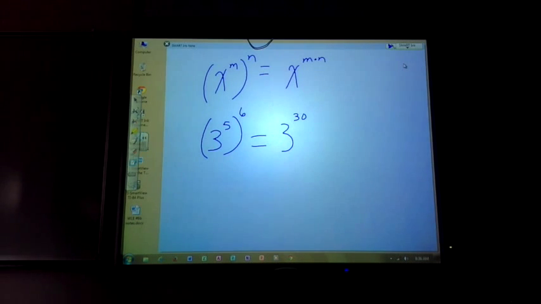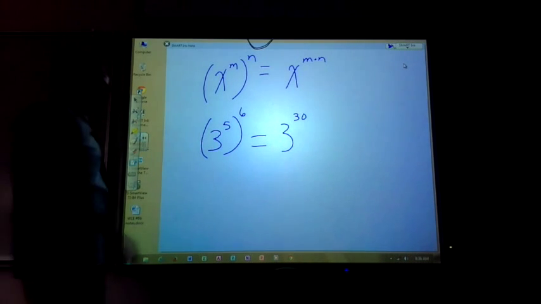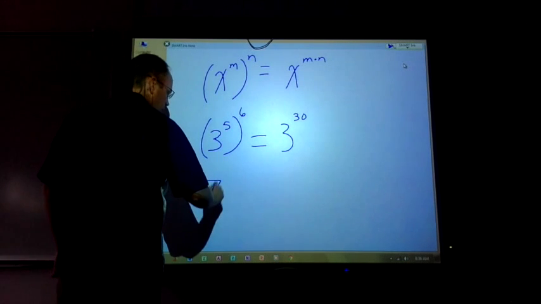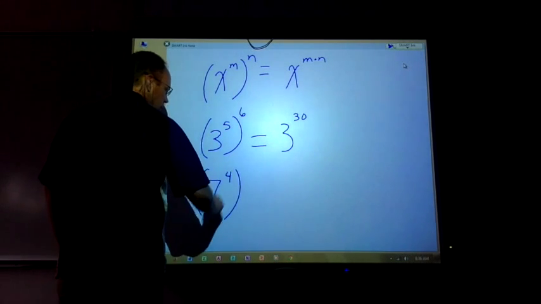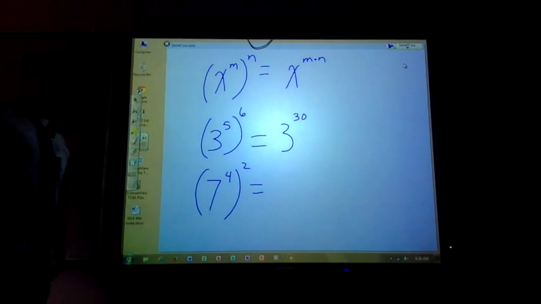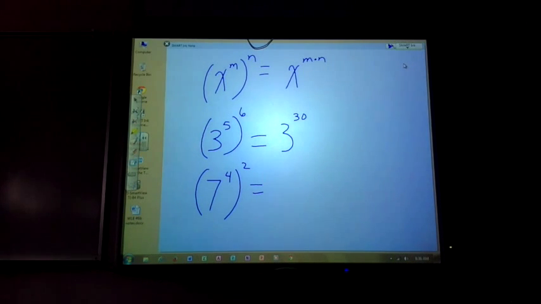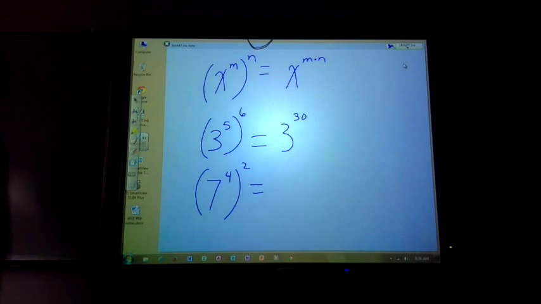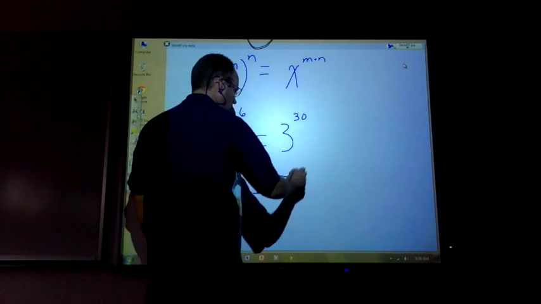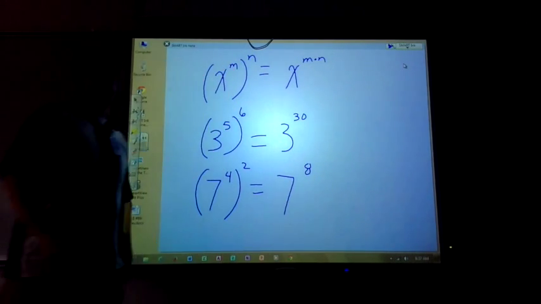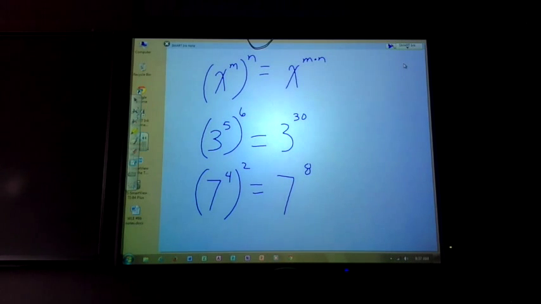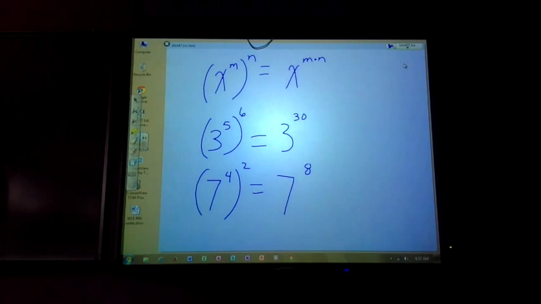All right. Kruger, what do you think? 7 to the 8th. So power to power, 7 to the 8th. So if exponents are on top of each other, they multiply.